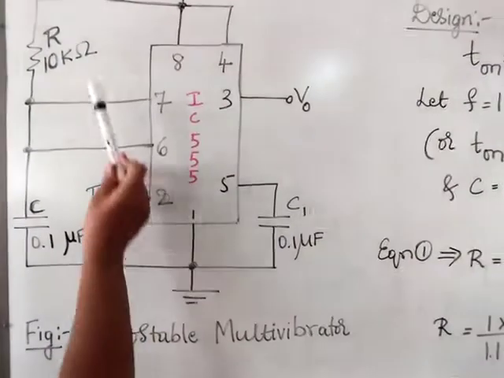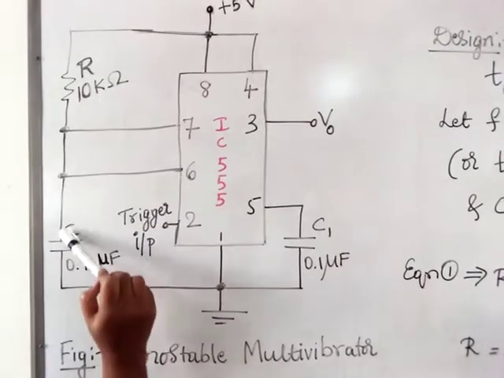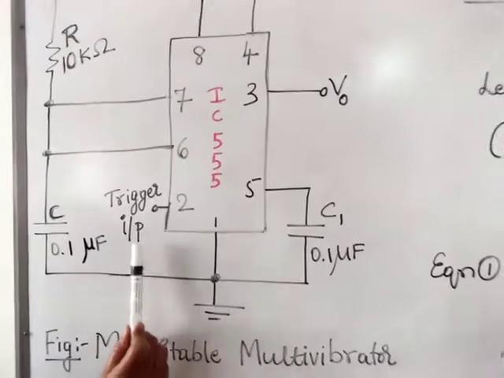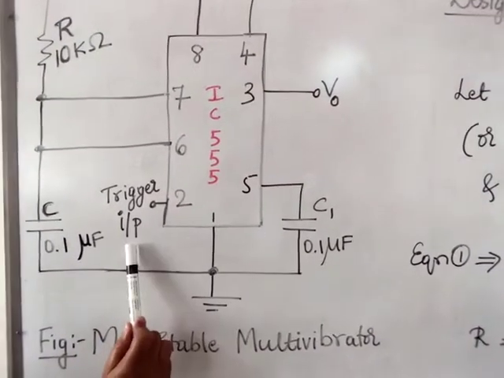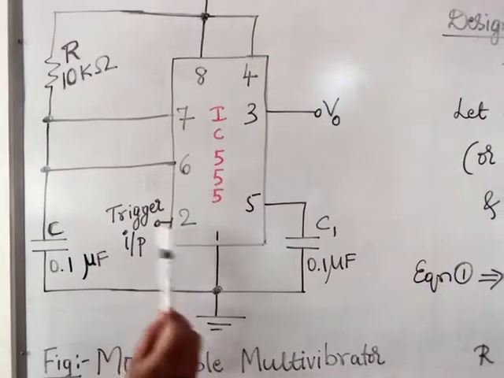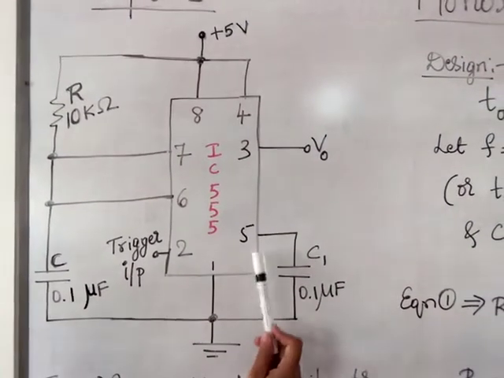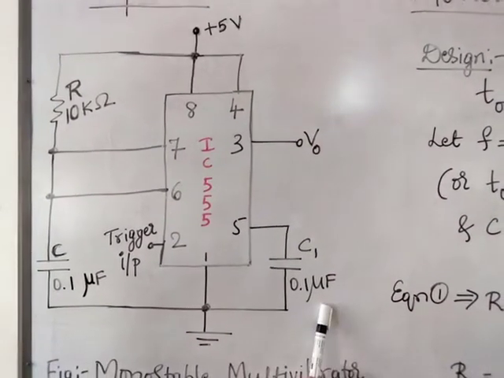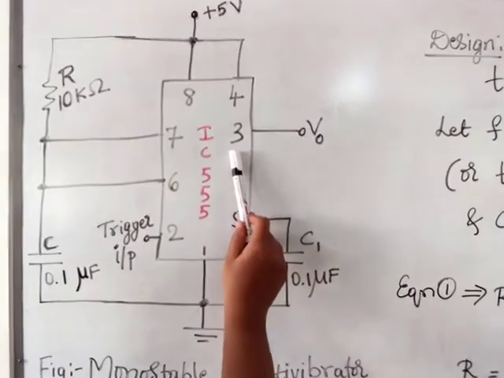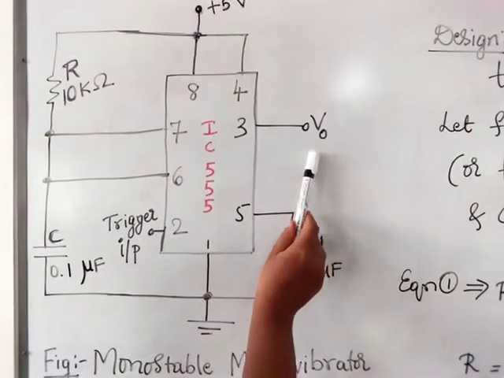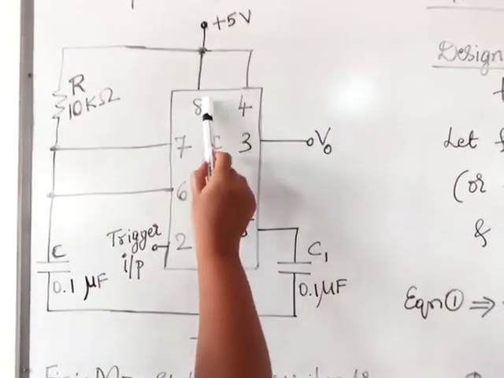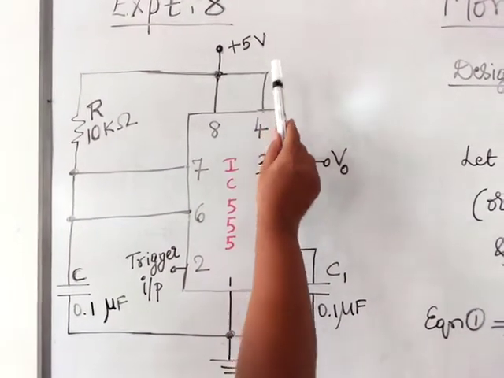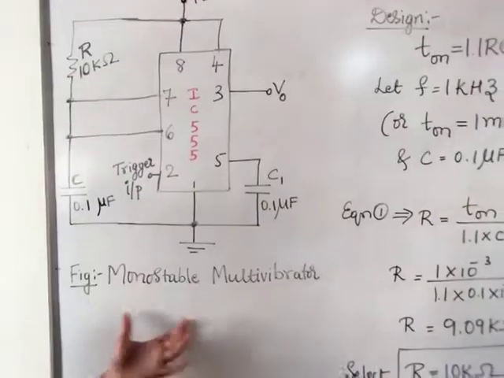So here the on time depends upon these two components, R and C. Pin number 2 is given the trigger input. Trigger means pulses. Pulse input is provided at pin number 2, and between pin number 5 and 1 another capacitance of 0.1 microfarad is connected. At pin number 3 we are measuring the output, whereas pin number 8 and 4 are directly shorted, and all three terminals are shorted and provided with the plus 5 volt VCC supply. So these are the connections of the circuit.